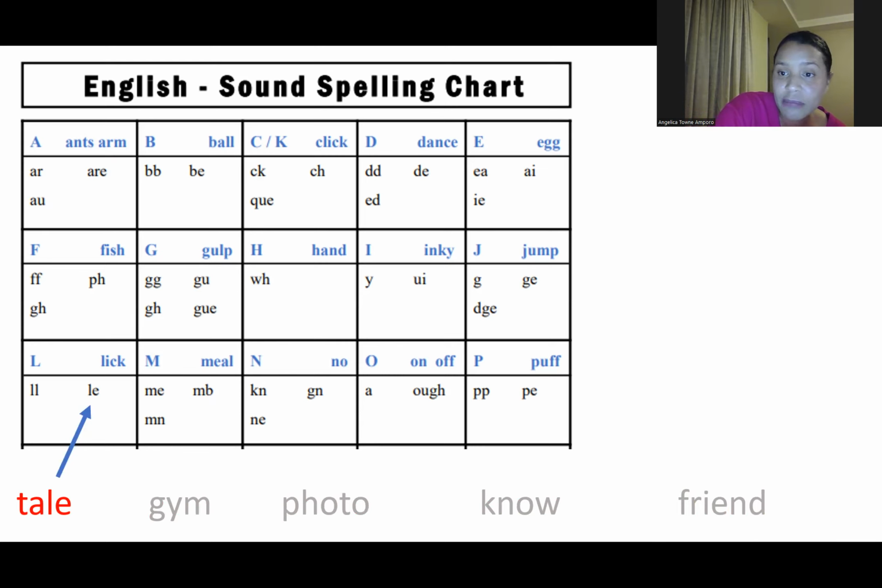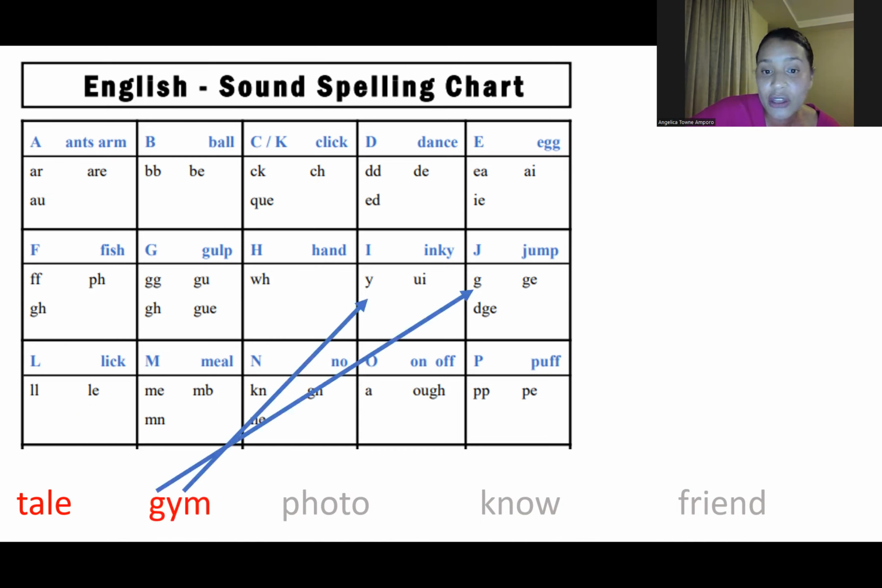Here's the LE, just making one sound. So it's T-A-L, tail, right? Here we have the word gym, right? It's not making its normal sound. It's not going g-y-m. Nope, it's going j. So the G is making a J sound. The Y is making an I sound, and M, gym.